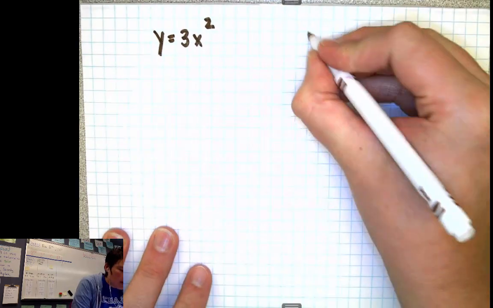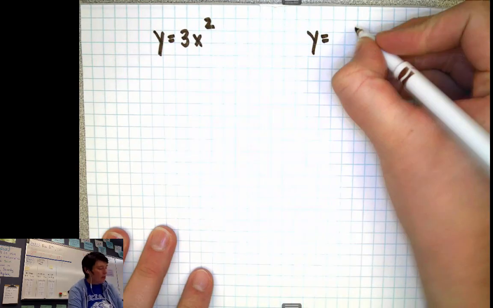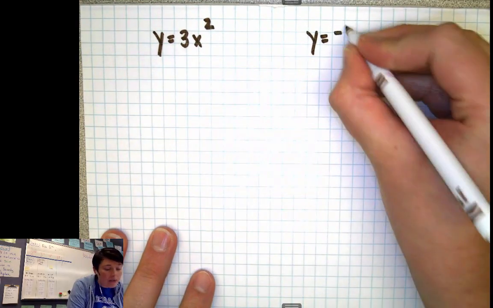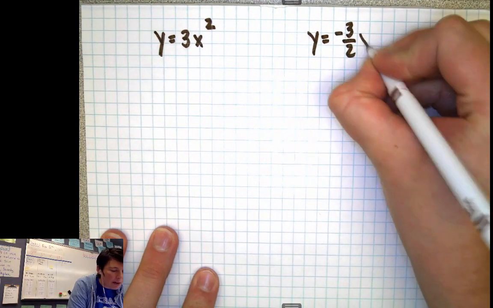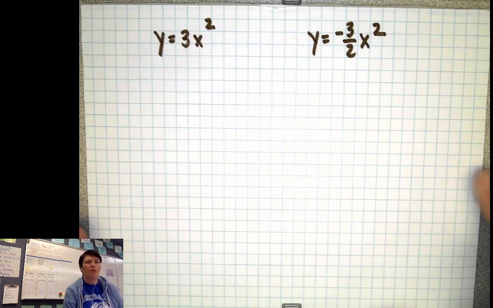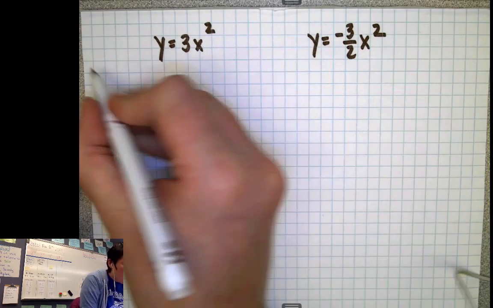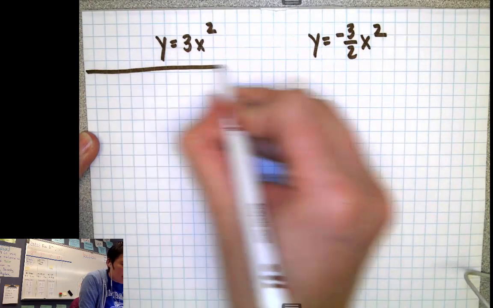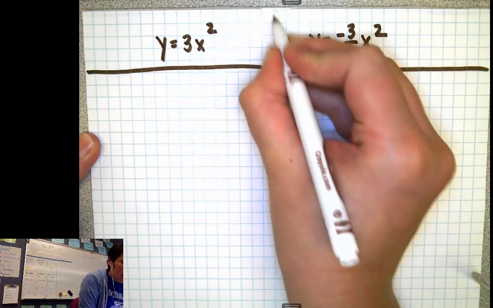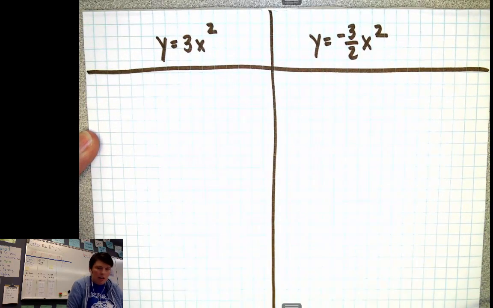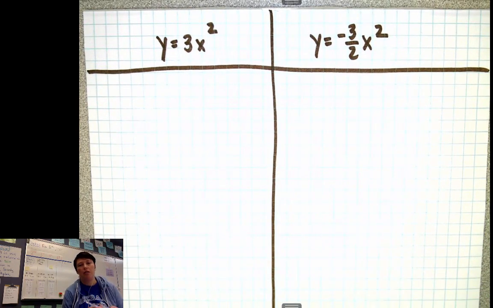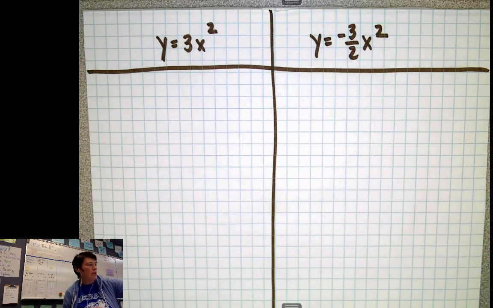And the other one I'm going to graph is y equals, I'm going to go for a little more complicated one, negative 3 halves x squared. And we're going to compare these two to see what's the difference between them. So I'm actually going to build myself a giant T-chart so that we can compare the difference between these two graphs. And what I want to do is grab a ruler.